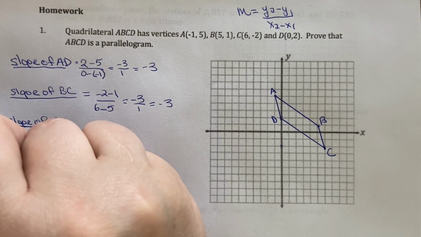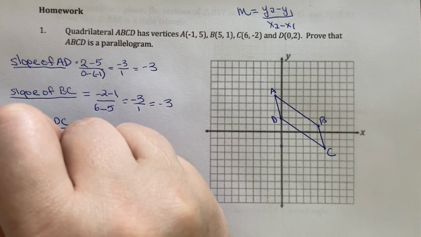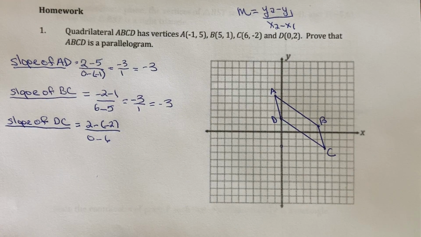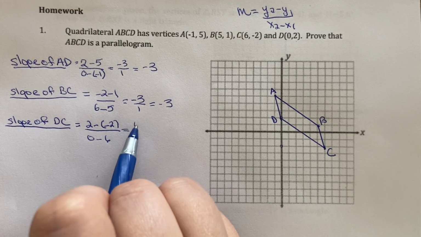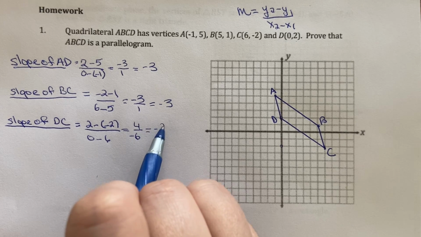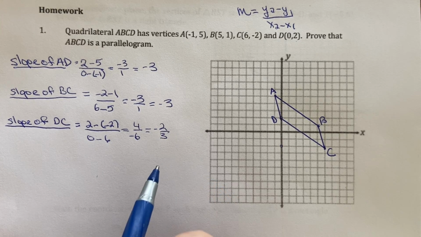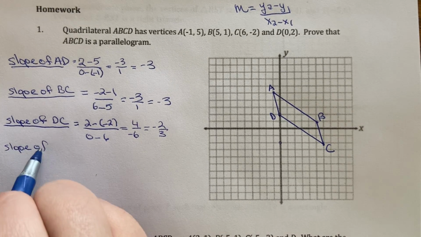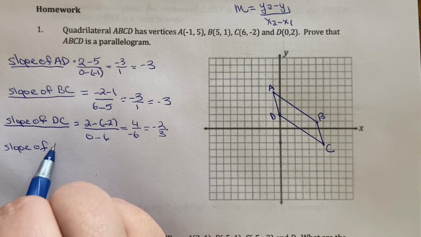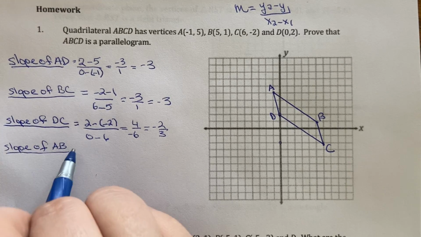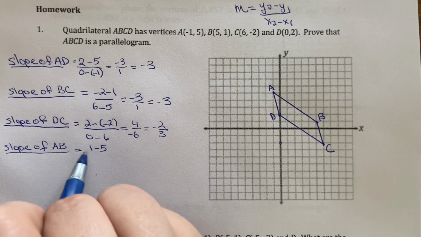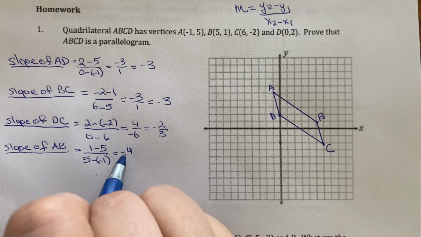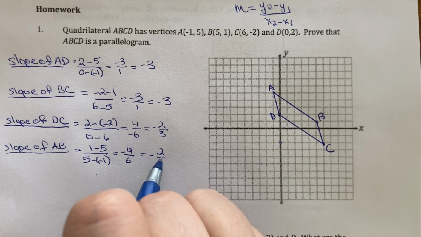So then slope of DC is 2 minus a negative 2 all over 0 minus 6. Okay, so that would give you 4 over negative 6 or negative 2/3. Again, always simplify your slope in lowest form. So then your slope of the last one we didn't do yet is AB is equal to 1 minus 5 all over 5 minus a negative 1, or negative 4 over 6, which again simplifies to be negative 2/3.